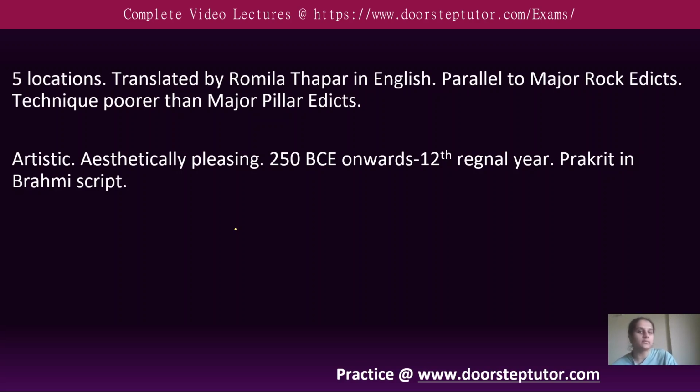Pillar edicts can be divided into two categories, the minor pillar edicts and the major pillar edicts. The minor pillar edicts come before the major pillar edicts. If you look through a chronological lens, the minor ones mostly deal with inscriptions and speeches from the 12th regnal year, while the major pillar edicts were inscribed during the last years of his life, from the 26th and 27th regnal years of him being emperor.